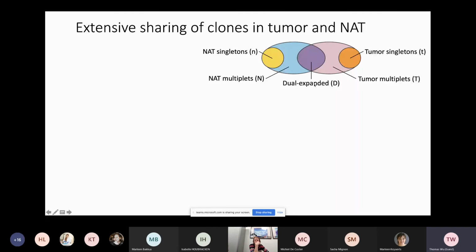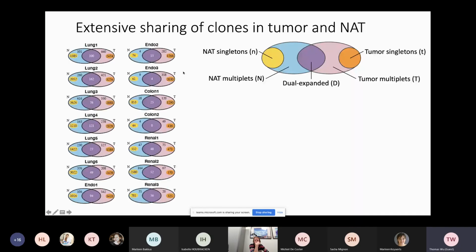And when we plotted this for each of the patients, we saw that a large number of clones actually were dual expanded. Of course, they varied across patients, but you can see here in lung 2, 162 clones had cells in both tumor and NAT. Likewise, lung 4 had a lot. As I said, it varied. So in this patient, colon 2, we had 0 of the dual expanded clones.